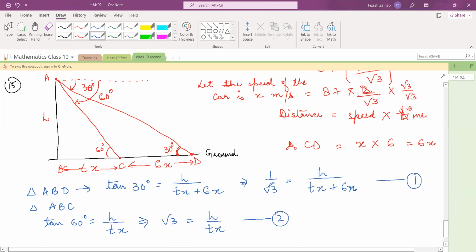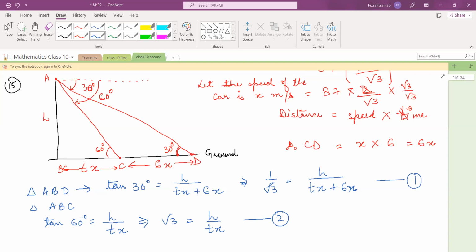Now you see equation number 1 and 2. In both the equations, I have 3 variables. I don't know h, I don't know t, I don't know x. Right? If I have 3 variables, I need 3 equations to solve it, right? You have done linear equations in 2 variables. So when we have 2 variables, we need 2 equations. For 3 variables, we need 3 equations.